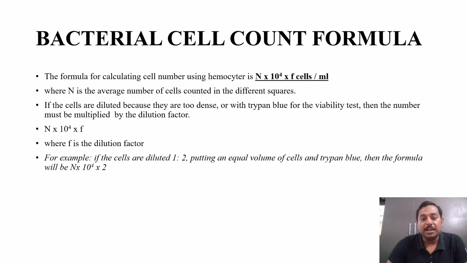If the cells are diluted because they are too dense, or with trypan blue for a viability test, then the number must be multiplied by the dilution factor. So F is the dilution factor. For example, if the cells are diluted 1 to 2 by putting an equal volume of cells and trypan blue, then the formula will be N x 10^4 x 2. Normally that's the dilution that we use.